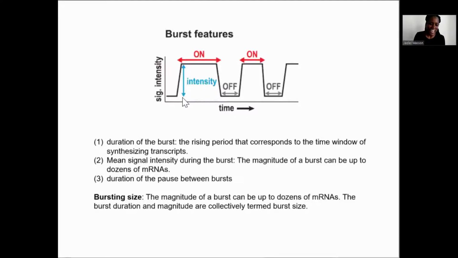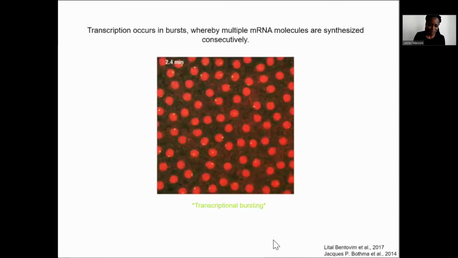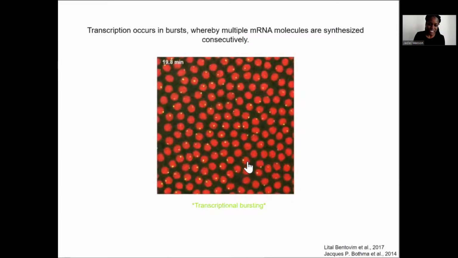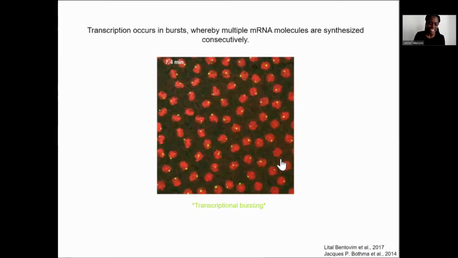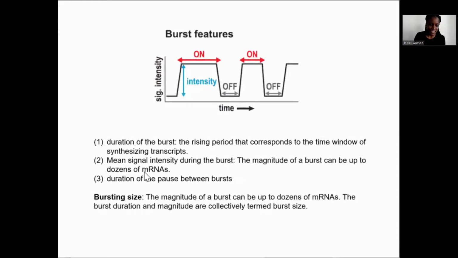So essentially, if you were to measure the intensity of these green dots here, that indicates how many mRNA transcripts are actually being actively transcribed, and that would be indicative of bursting size. So that, along with how long that burst lasts, or that signal lasts over time, collectively is considered the bursting size.